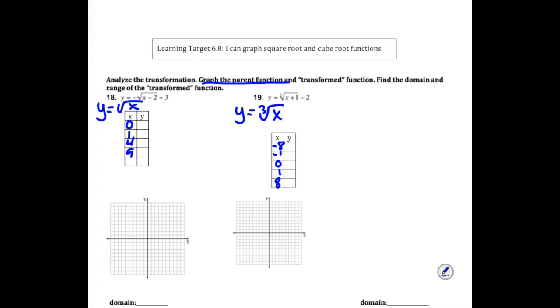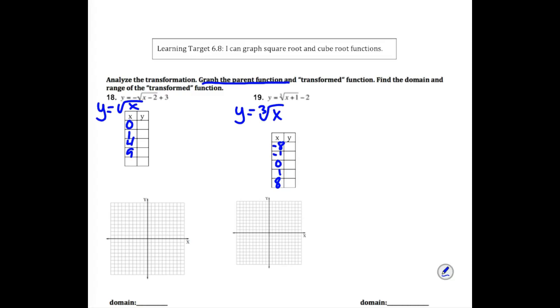Okay? We are going to then analyze the transformations and figure out where this graph moves to. And then it says to find the domain and range of the transformed function, not the original one, but the one we've moved. Okay, I'm going to give you guys a couple minutes. Go ahead and try these.